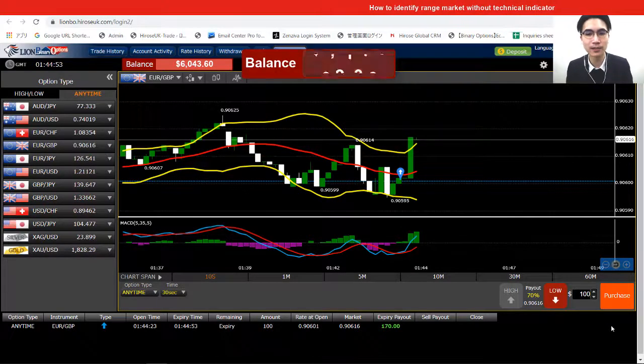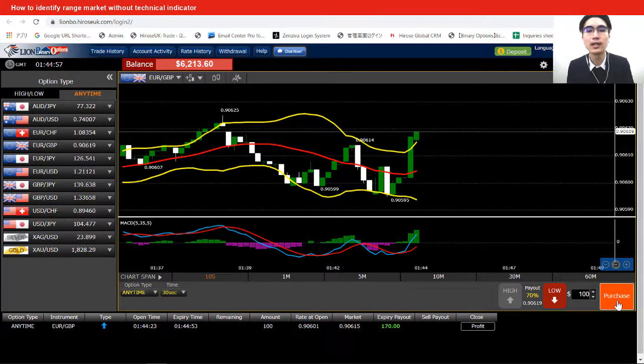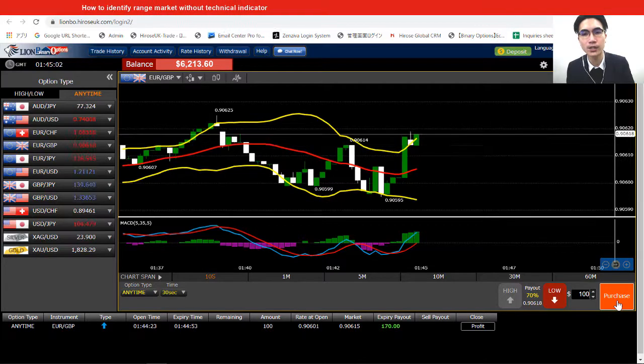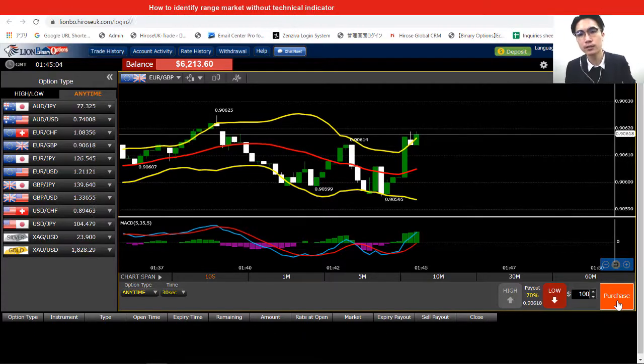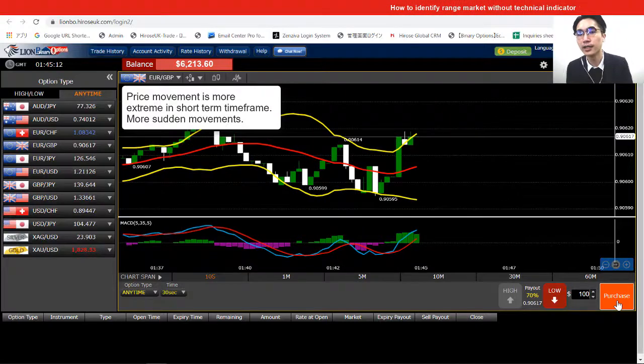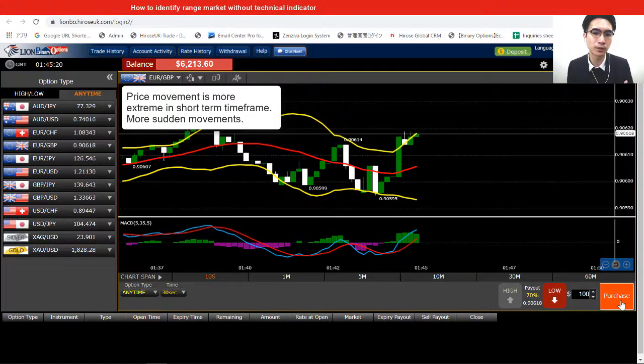The trade is about to finish, and as expected, it ended in profit. Here is one thing that you need to keep in mind when trading with short-term options: the price actually moves in an extreme way. If we look at the price here, right after I placed the trade, price just shoots up all the way, and that distance is dramatic. So that's one thing for short-term options.